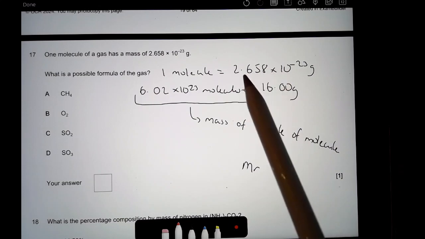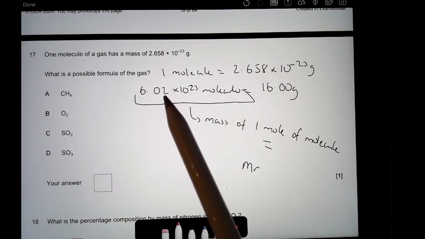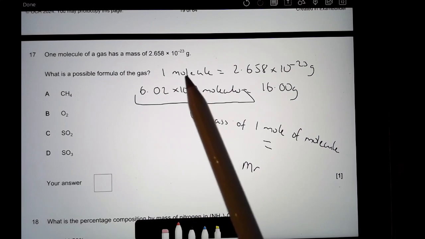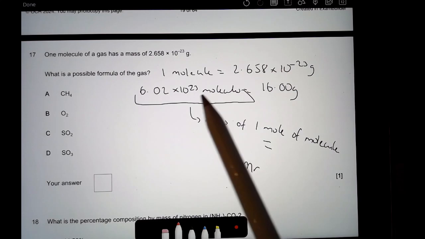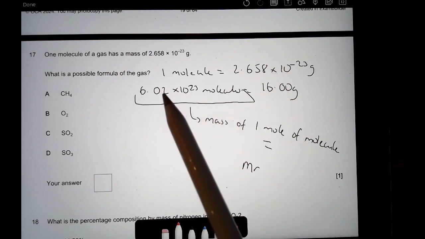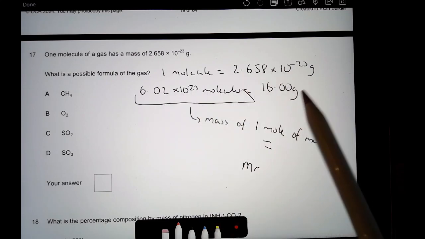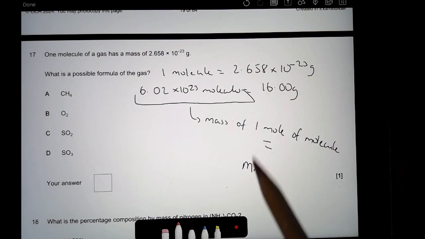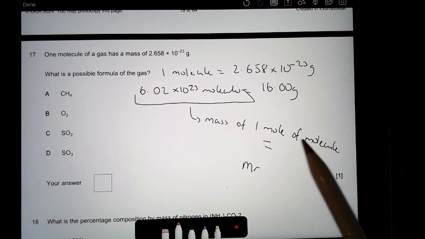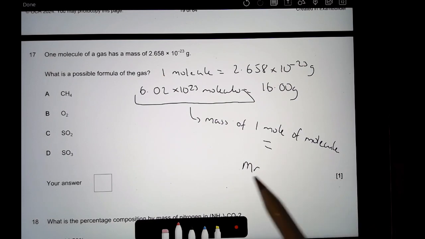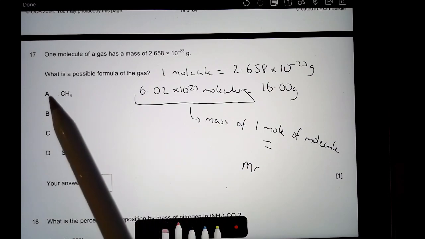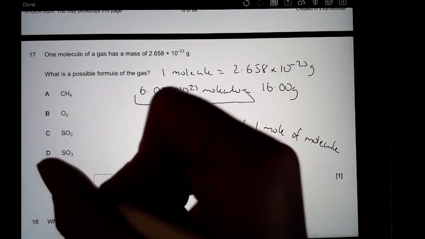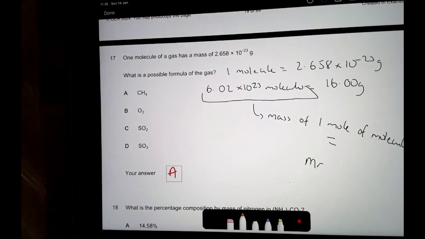And then I've multiplied this by Avogadro's constant. And the reason is that if I know the mass of 6.02 times 10 to the 23 molecules, which I get by just multiplying this number by Avogadro's constant, then this answer here, 16 grams, is the Mr. Okay, so the mass of 1 mole of a molecule equals the formula mass of that molecule. And once I know the formula mass, I just come over here and see which one of these has a formula mass of 16, and the answer is CH4. So the answer is going to be A.